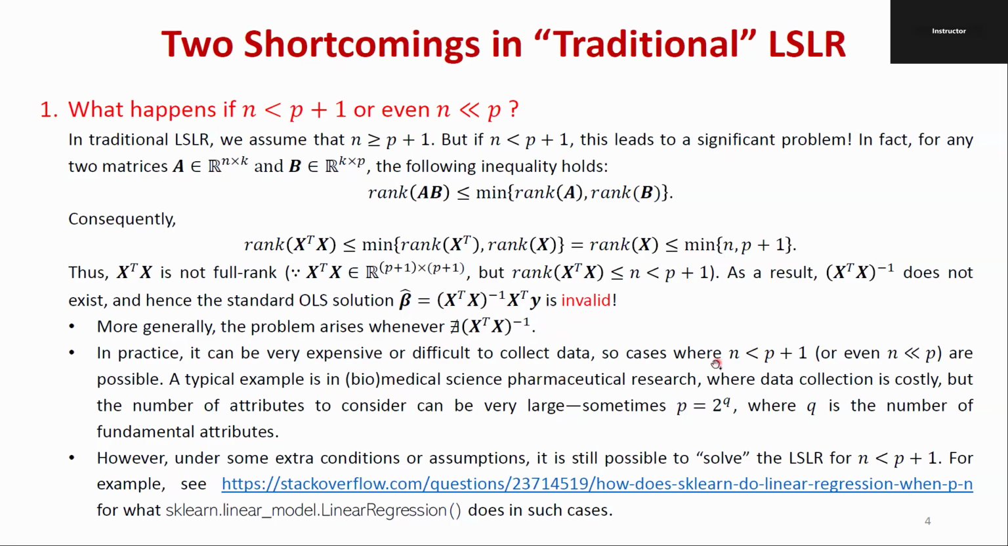In practice, for example in biomedical science or pharmaceutical research, data collection can be very costly, and hence maybe the number of observed data points is less than the number of features plus one, and hence this problem will occur. We can, of course, use some tricks to avoid this non-invertible matrix issue. One method is the pseudo inverse method. This is also what the scikit-learn linear model LinearRegression package does in this case.